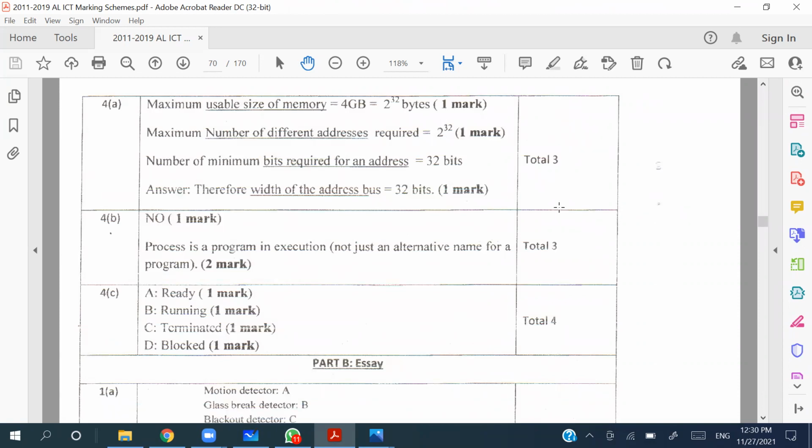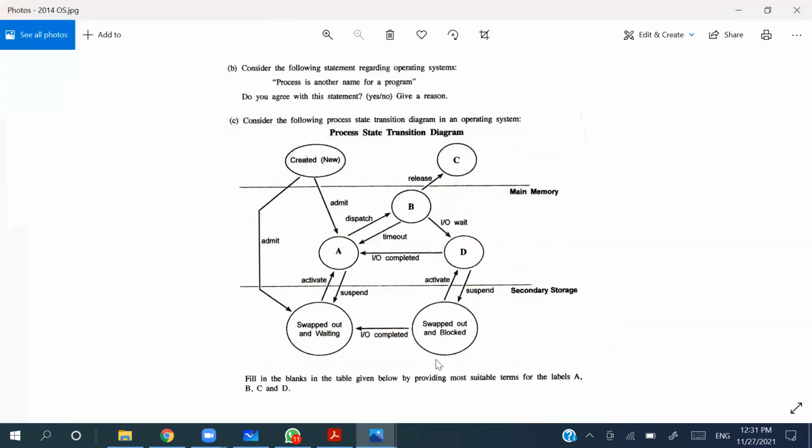So the first part is taking 3 marks. You have to prove that the memory is 4 GB. So 4 GB is indicated by 2 to the power 32 bytes, right? Then the power 32 represents the bits of the address, right? So that's what they have done. So you can go for that. You don't need to write the sentences in the very same way, but you should have a clear justification. Right? So 3 marks.